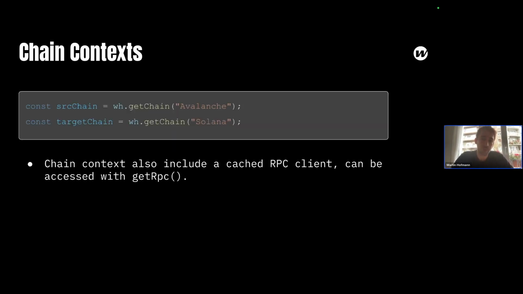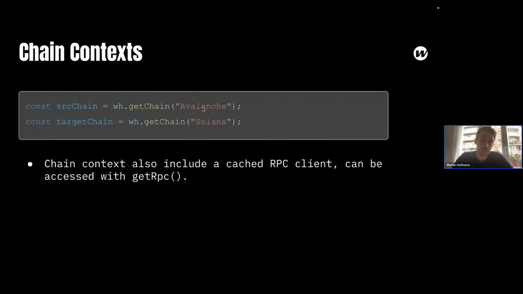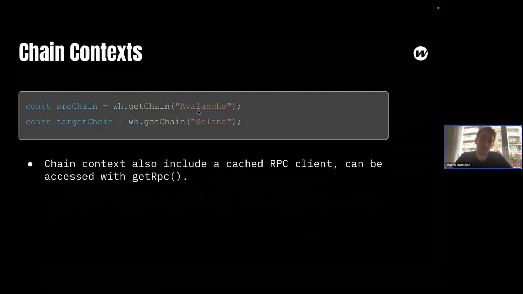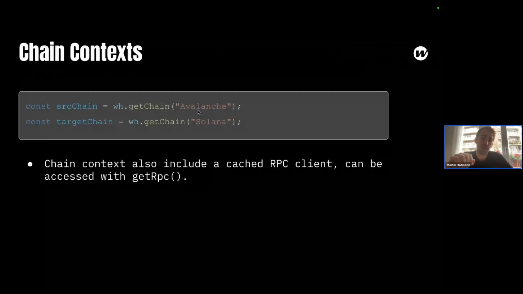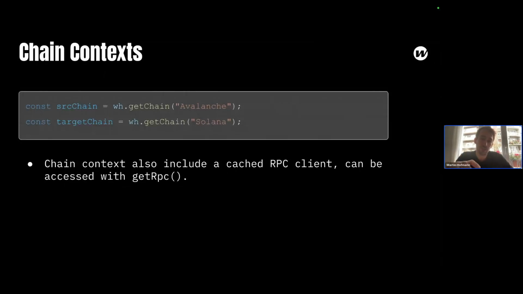So this is how we do it. We define a constant called source chain, for example, and we call the get chain, in this case, Avalanche. So it's going to bring all the relevant information that Wormhole needs to know about Avalanche to generate any kind of transaction. Same with the target chain. In this case, we selected Solana. It's going to get everything for Solana.